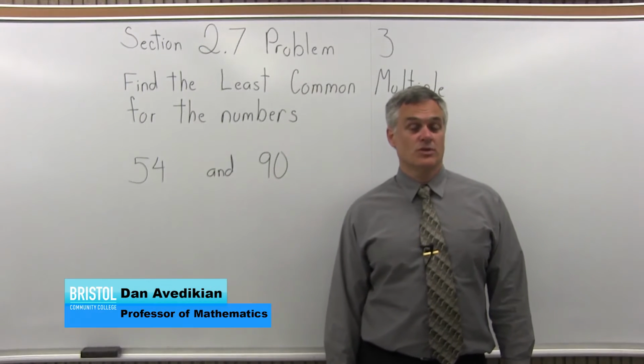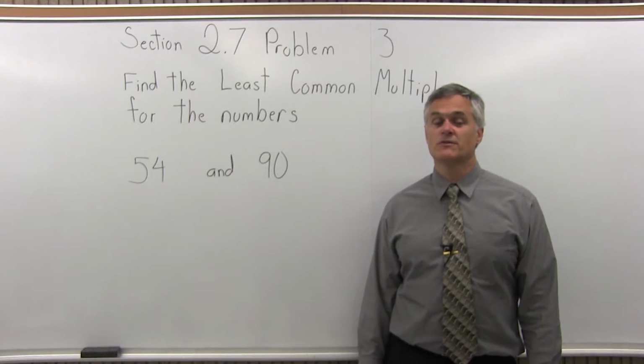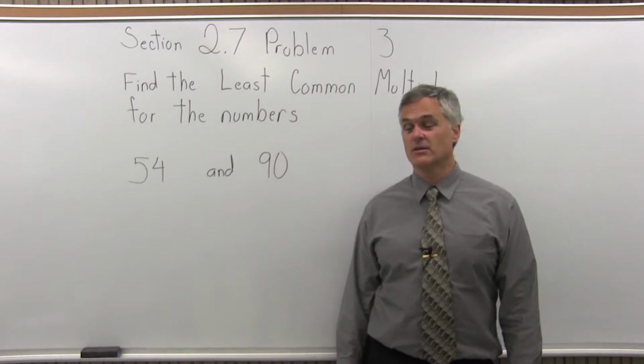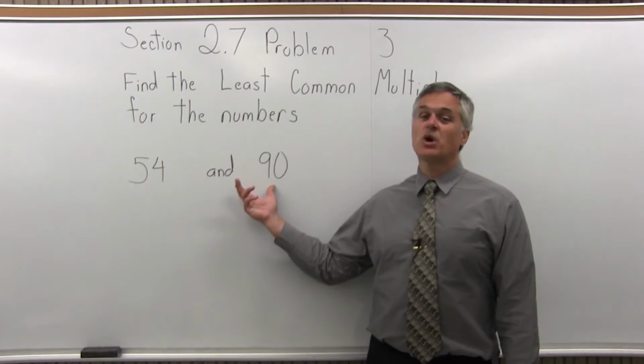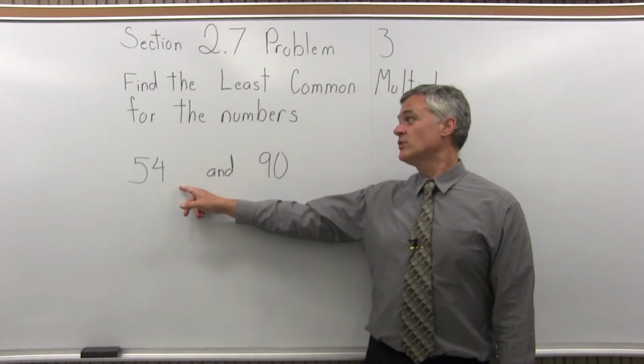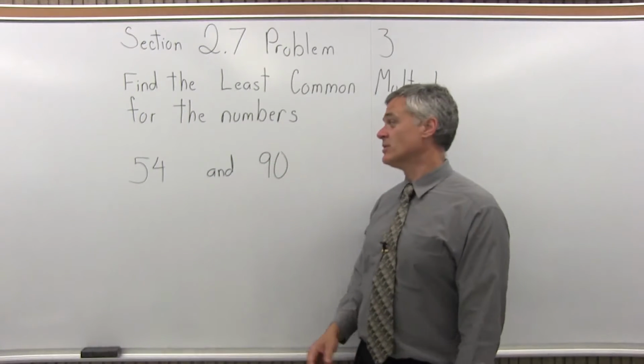This is Section 2.7, Problem 3. It says find the least common multiple for the numbers 54 and 90. So what we want to do, the least common multiple, is the smallest value that both 54 divides into evenly and 90 also divides into evenly. That's what we want to do.